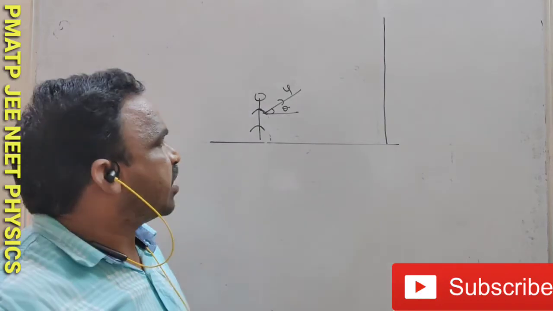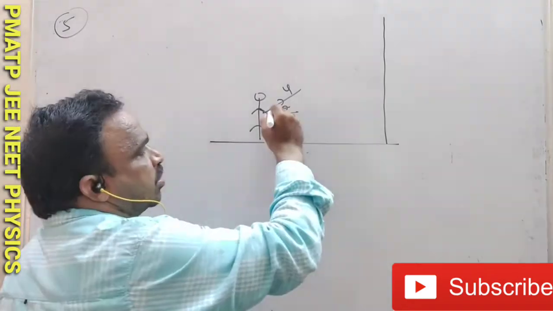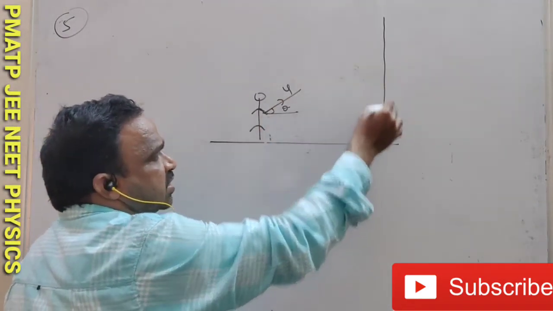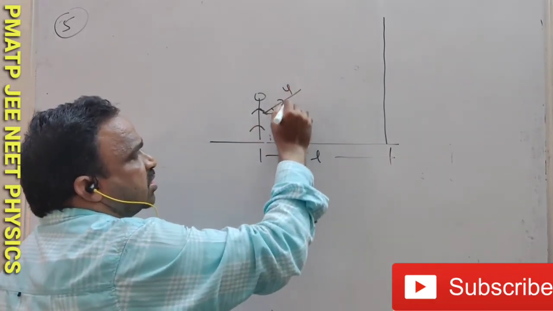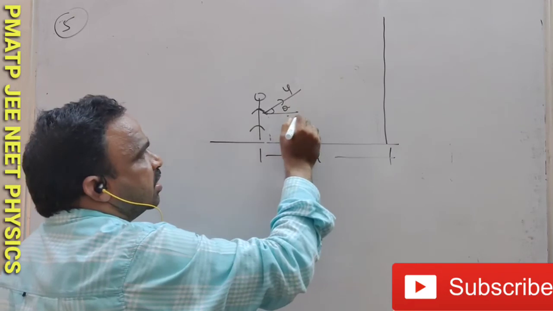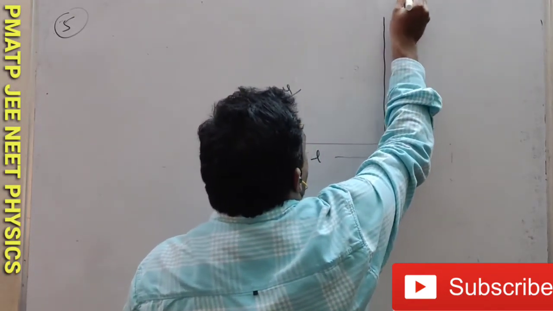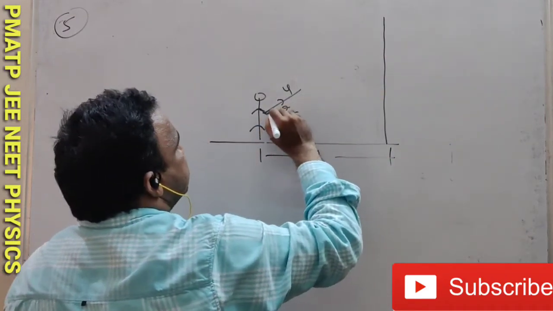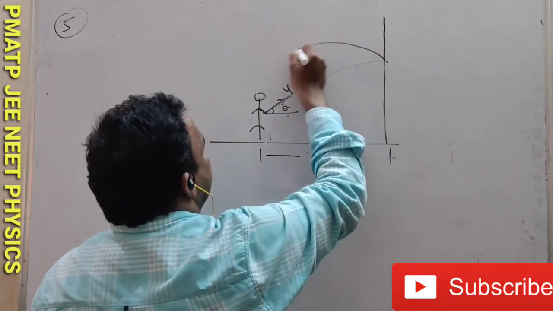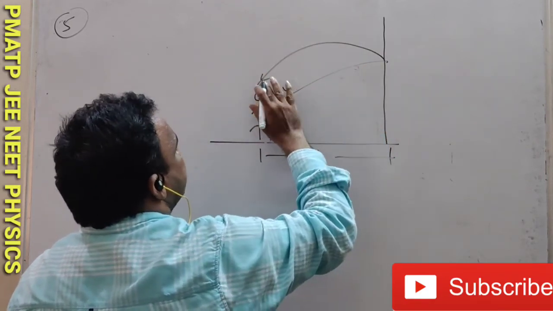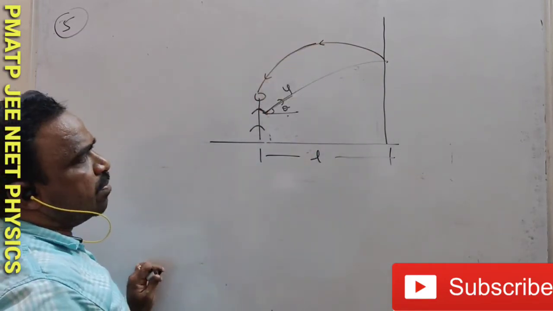Let us discuss one more case, that is case 5. Suppose a man is standing at a distance L from a vertical wall. He projects a ball with velocity u that makes an angle theta with the horizontal. Here the coefficient of restitution between ball and wall is e, which lies between 0 and 1. When this ball strikes and rebounds, the ball is caught by that man.